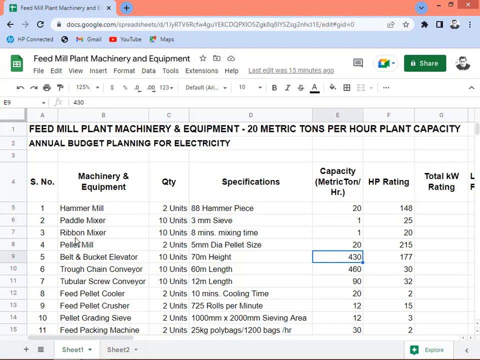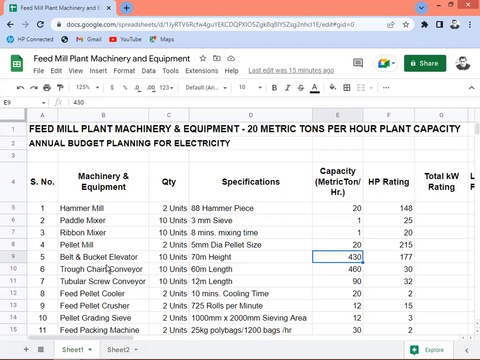Then this chain conveyor, screw conveyor, will carry or handle the materials that you're going to tip in the tipping area. And the belt and bucket elevator is also material handling equipment where the grain materials will be transferred from the tipping area going up to the silos for storage.